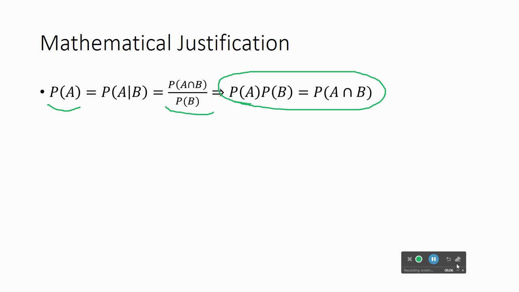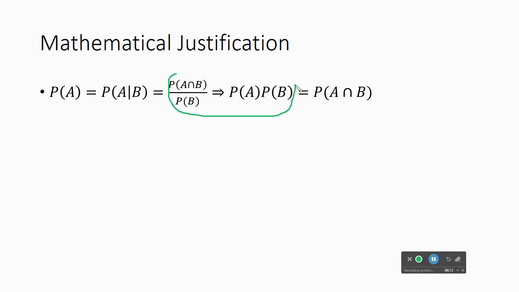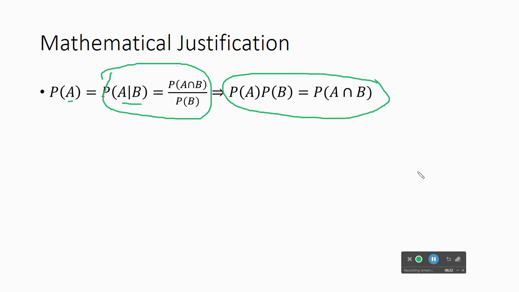Now, the cool thing is, this formula here is symmetric in A and B. I mean, we switch A and B around, we get a nice formula, and if we switch A and B here, we can still prove this by the same algebra. So if the probability of A is equal to the probability of A given B, then the probability of B is equal to the probability of B given A. It's quite cool.